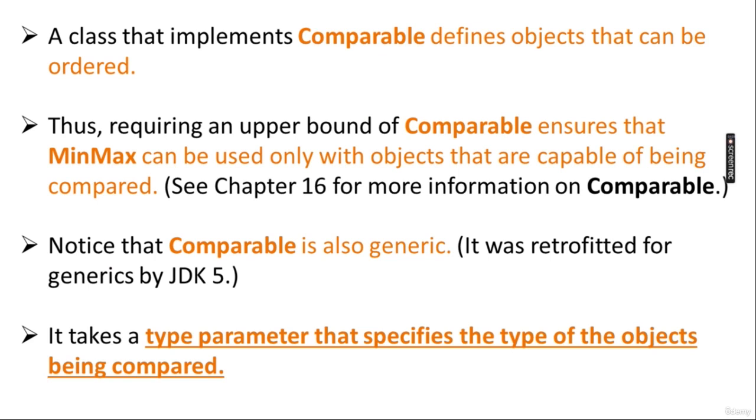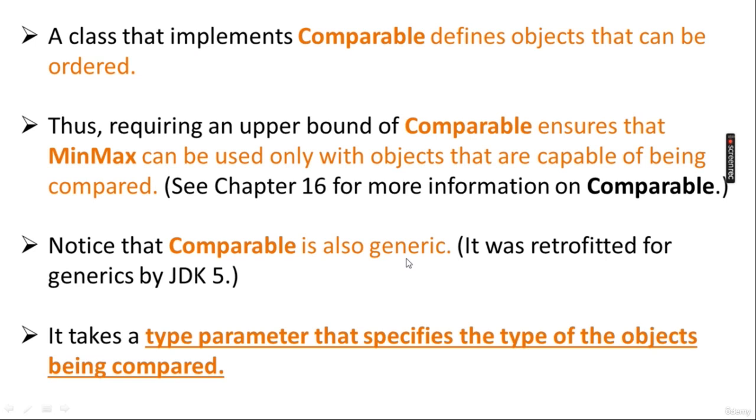Okay, so a class that implements Comparable defines objects that can be ordered. Thus, requiring an upper bound of Comparable ensures that MinMax can be used only with objects that are capable of being compared. So the Comparable interface is telling us that MinMax can be used only with objects that are capable of being compared. That is why its name is Comparable. And this class will implement Comparable, which defines objects that can be ordered.